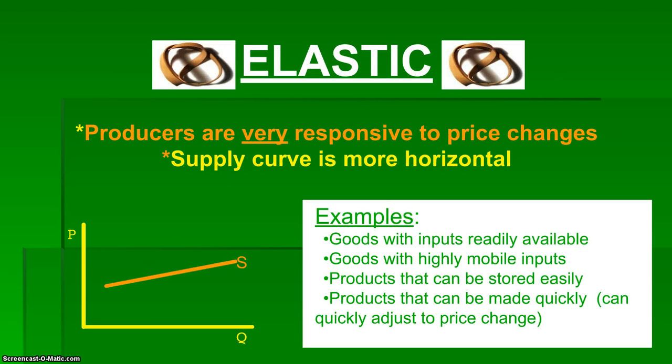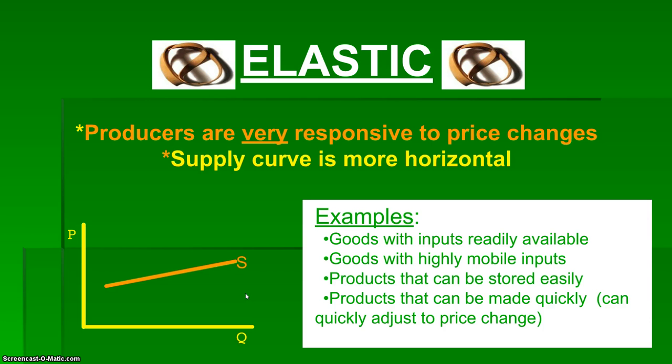Elasticity of supply: where you have an elastic supply, producers are very responsive. Again, this is determining the responsiveness, or how much they change their behavior when a price changes. So if the supply curve is horizontal or more horizontal, producers will be willing to change the amount that they supply even when price increases or decreases a little bit.